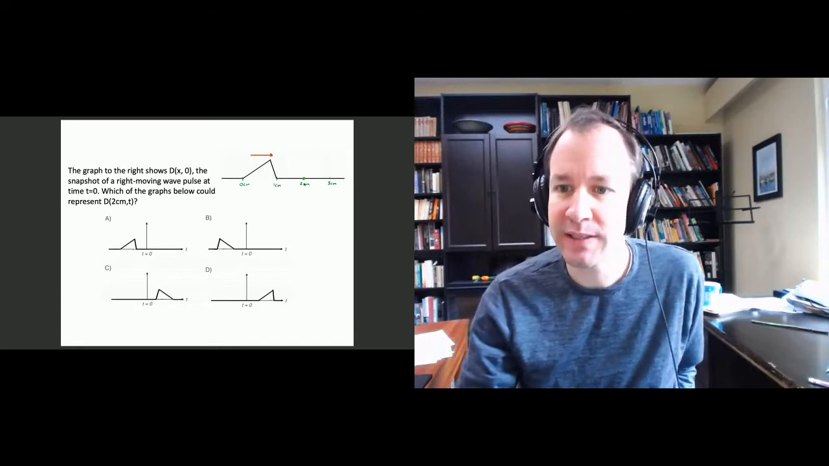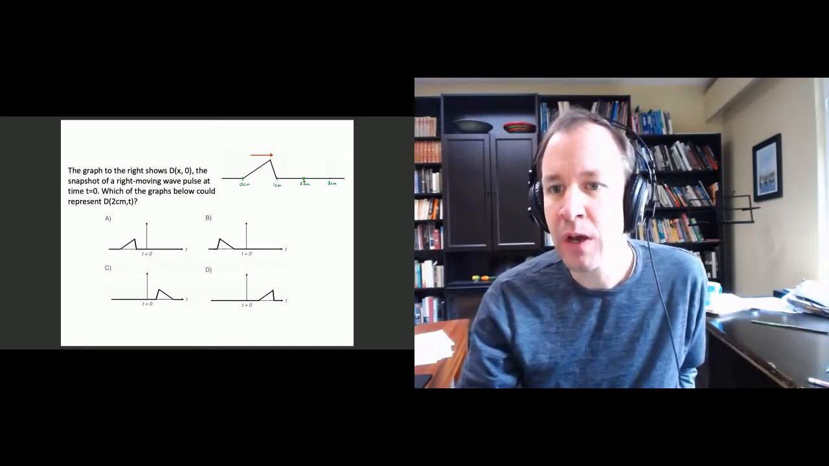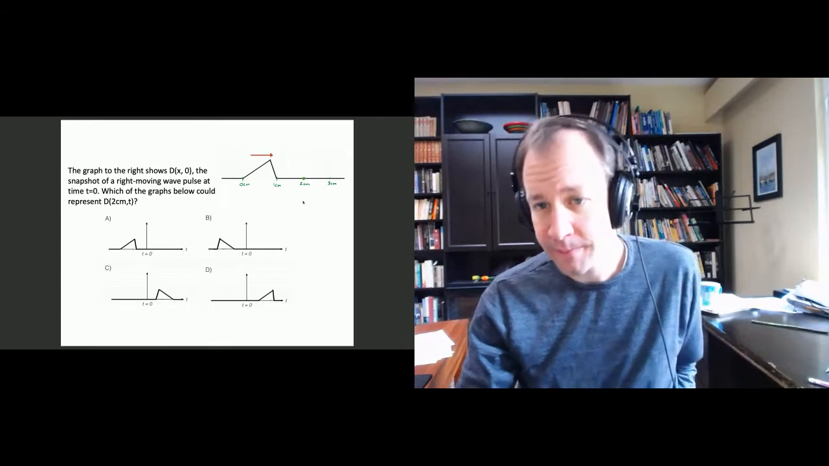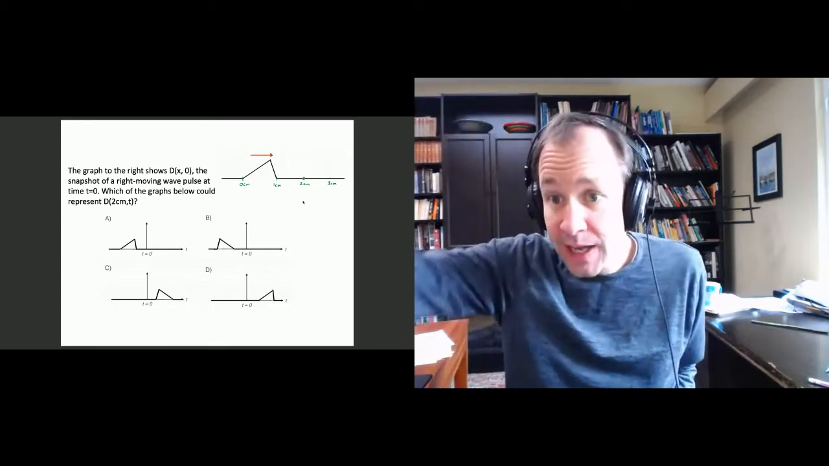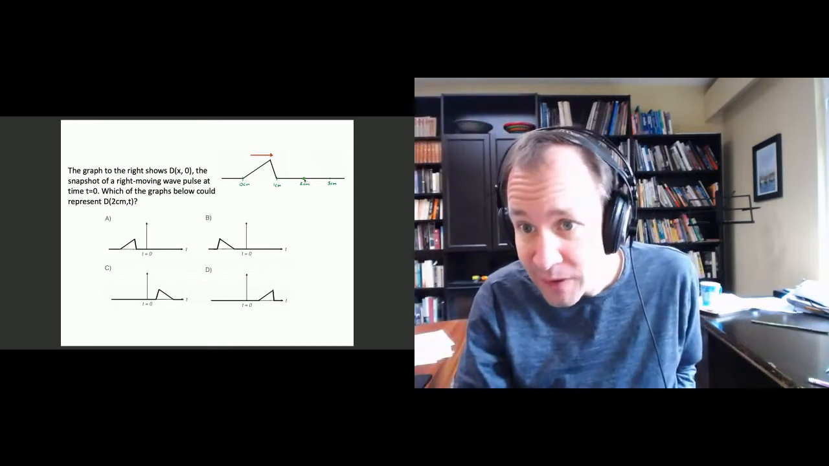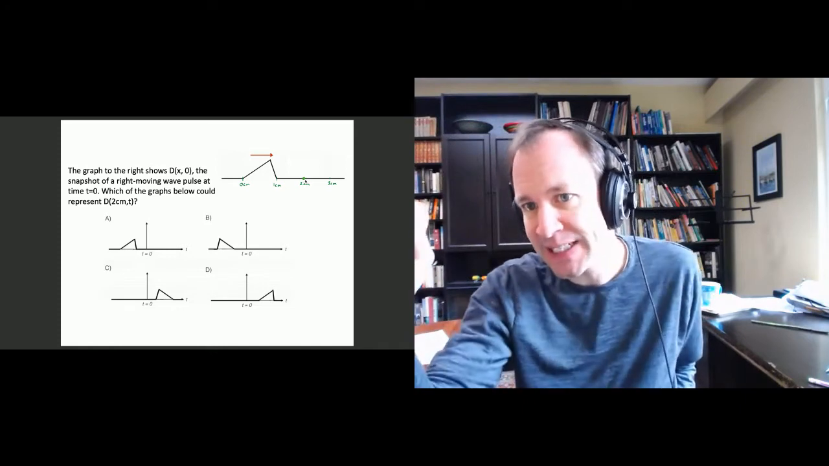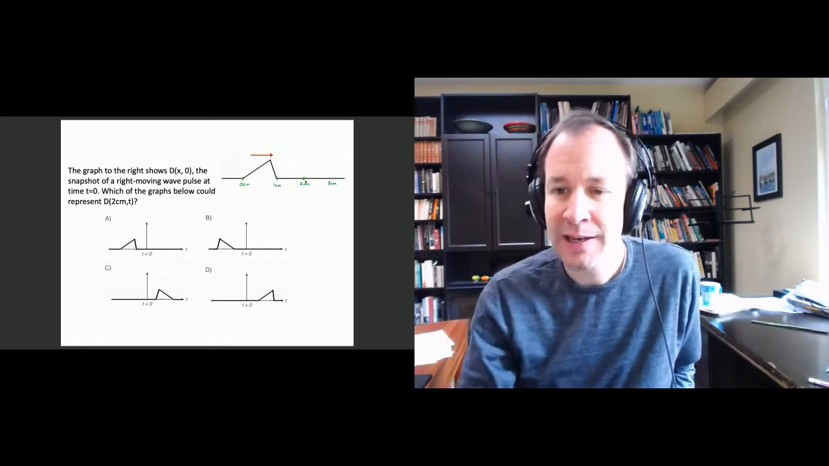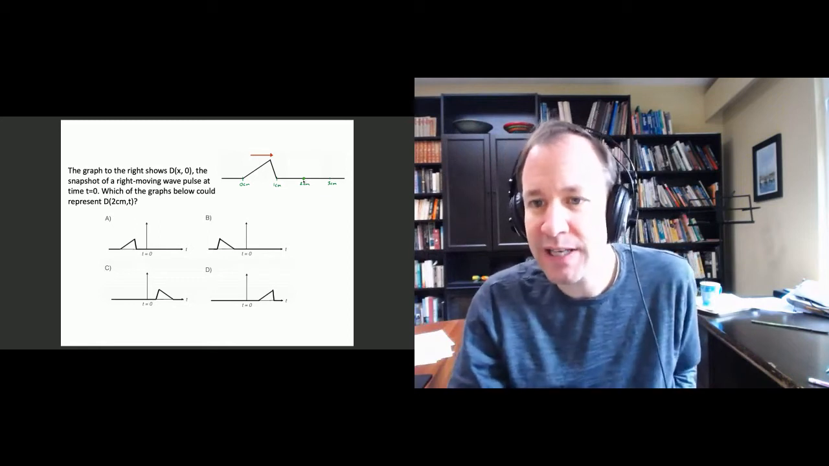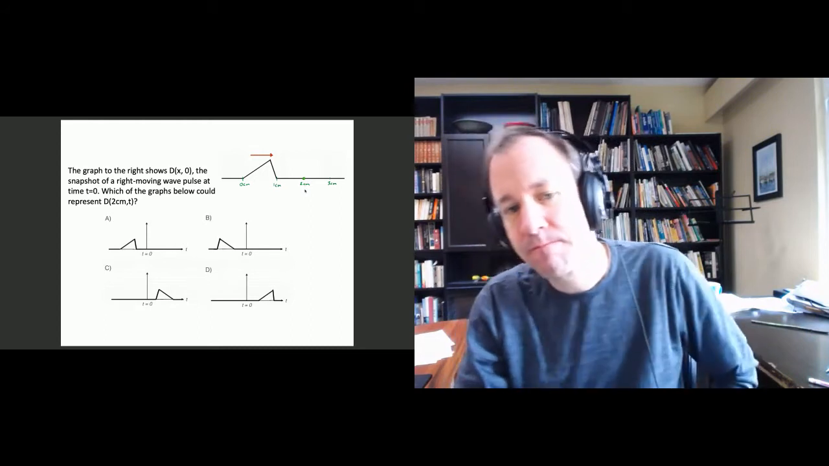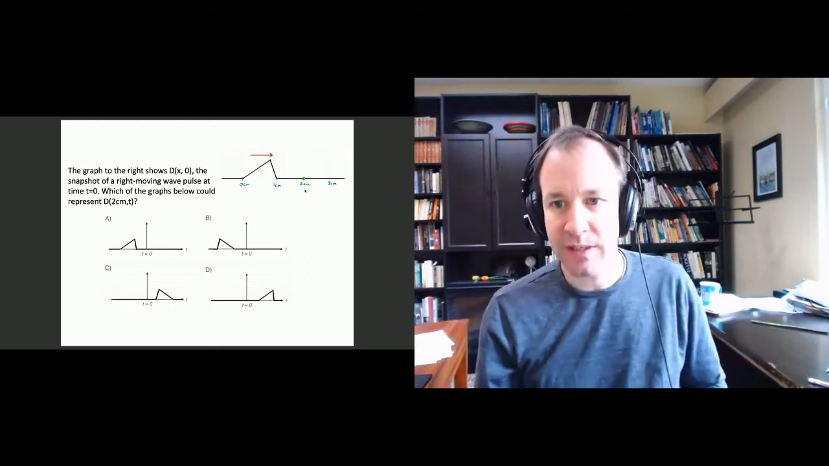Now what I want you to think about is what the graph of displacement versus time would be if I were to watch the motion of that green dot. You can imagine that's a bead that's attached to the string. What would the displacement versus time graph look like for that green dot? Okay, so take a little bit of time to think about that, and then we're going to talk about it.